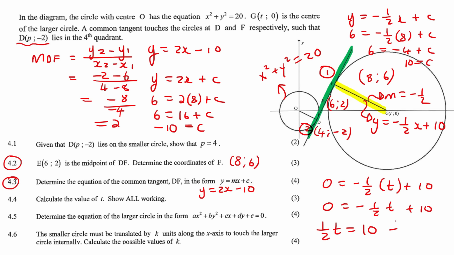This one over here, 4.5. Determine the equation of the larger circle in that form over there. Okay, don't worry about that form right now. All we do is we just use the standard formula for a circle, which is (x minus a) squared plus (y minus b) squared equals r squared. And so if we have the center as 20 and 0, then it'll just be (x minus 20) squared plus (y take away 0) squared, and then the radius. Okay, so we don't know what the radius is right now, but we can quickly work that out by just plugging in any x and y on the edge of the circle. So we could use this point over here, which is 8 and 6.